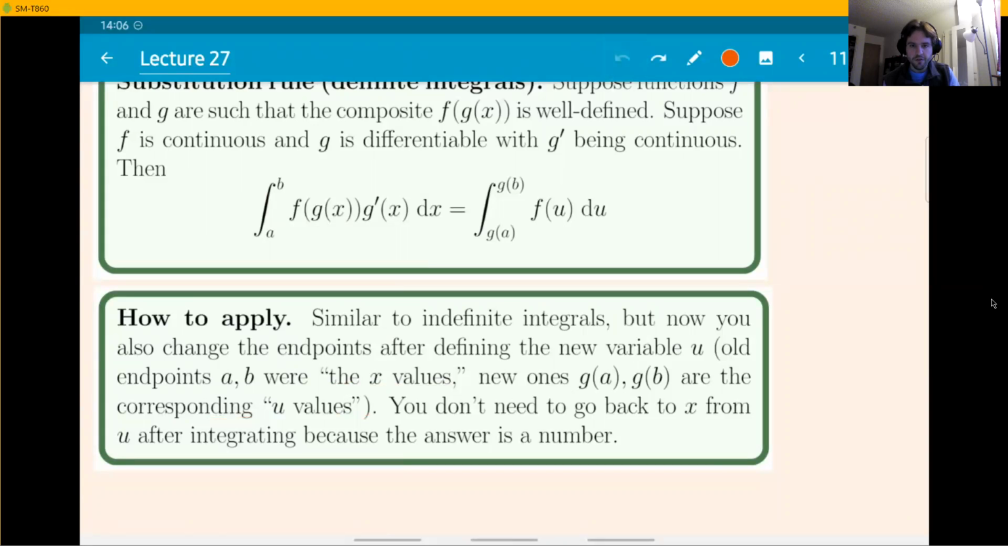But after you do all that, here's a very important remark. You don't need to go back to the x variable. There is no x variable later. Remember, this represents a number. After you do the u sub, if you do it correctly, this is going to be an integral that you know how to calculate. It's going to give you some number like 3/5. That's the answer. You don't go back to x from there. That's how this is different.